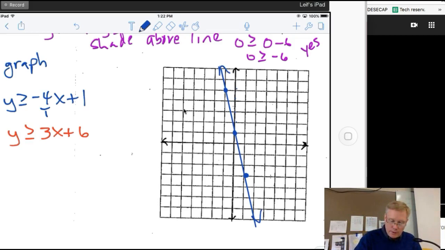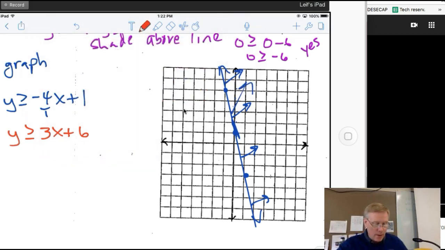The other one, red line, oh, and this is y is greater than, so I'm going to shade above the line, which is this side. This one's pretty steep, so it's a good example of looking at where that line crosses the y-axis. That's the part that's above it, so you can see that this is the part that you're shading, okay?